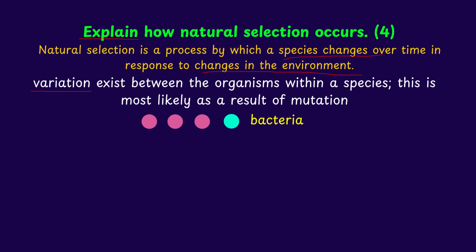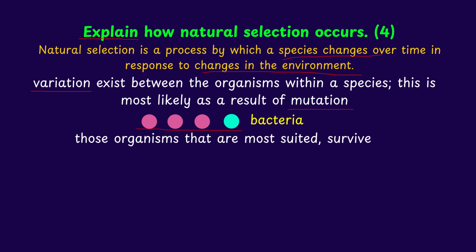Are you seeing variation? Yes, we are seeing variation. And remember, they say now that the variation is as a result of mutation. Mutation would occur within the DNA, students, right? Within the genes of the DNA of the bacteria. Point number 2. Those organisms that are most suited survive.